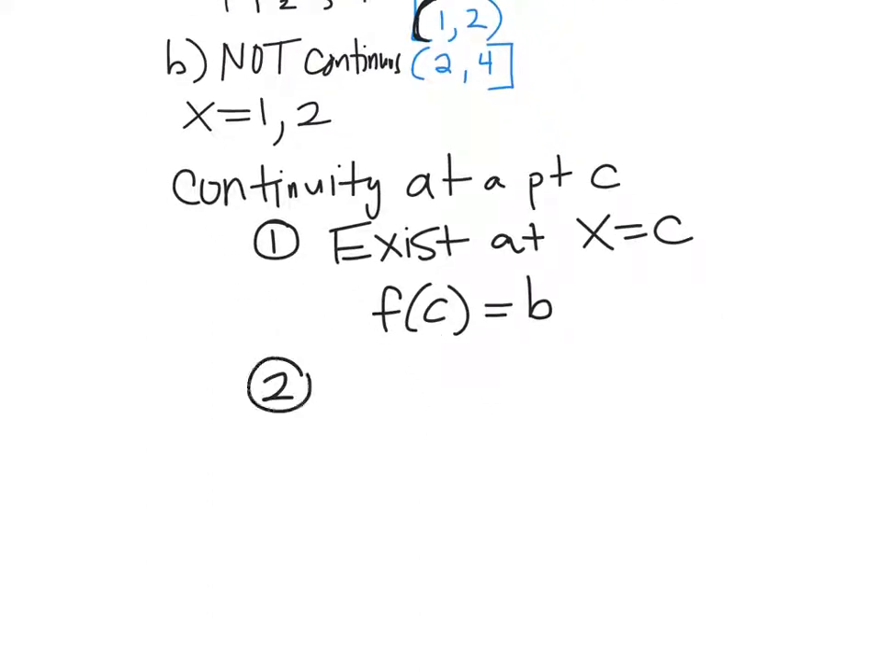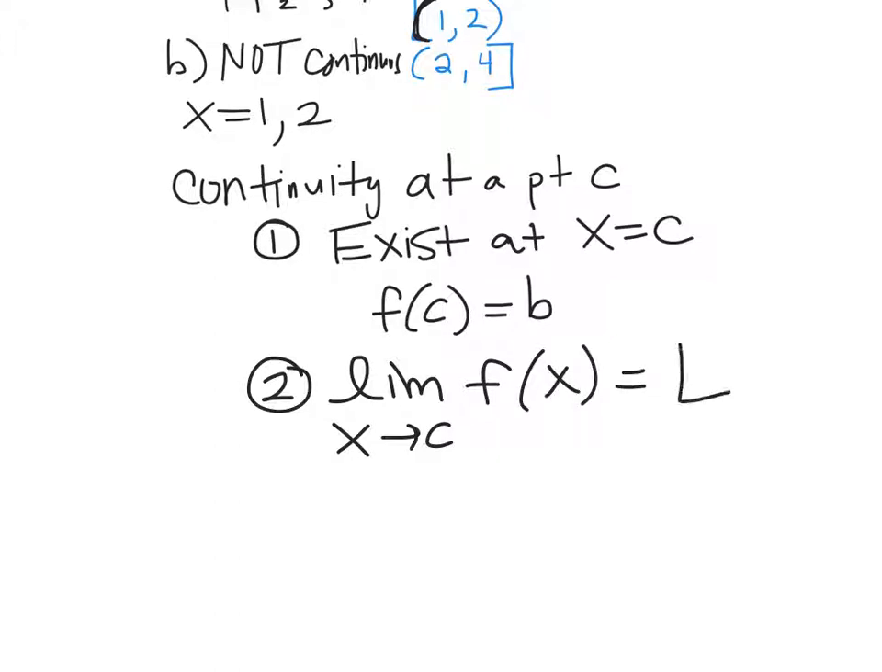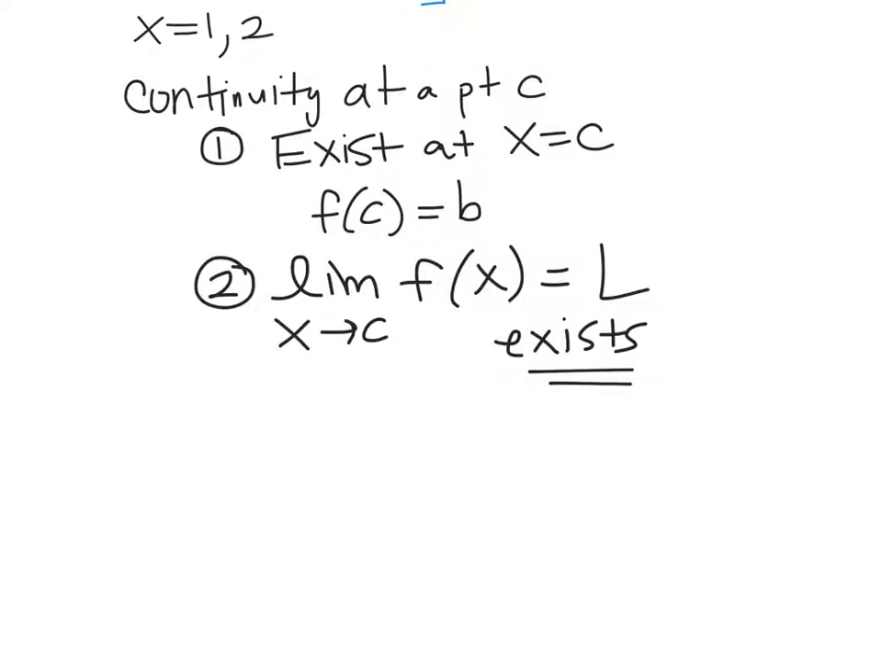The second thing it has to do is the limit as x goes to c for this f of x value has to equal something. Okay? The limit has to exist. We have found sometimes that the limit does not exist at places. So the limit has to exist, the value has to exist, and the third thing is that the limit and the value have to be equal to each other. Those 3 things have to work in order to be continuous at a point c.